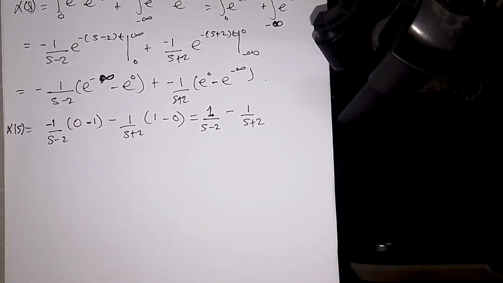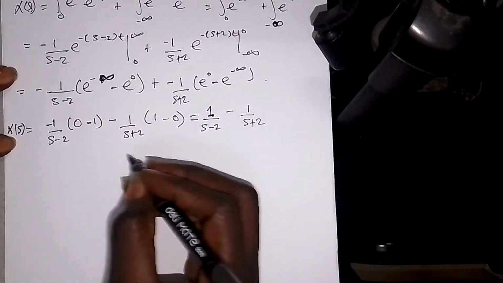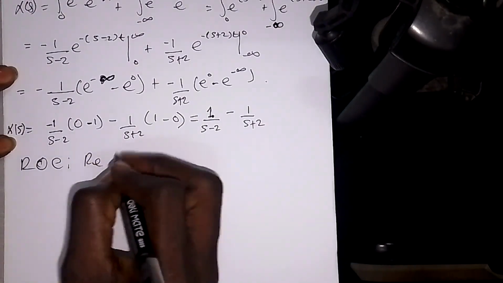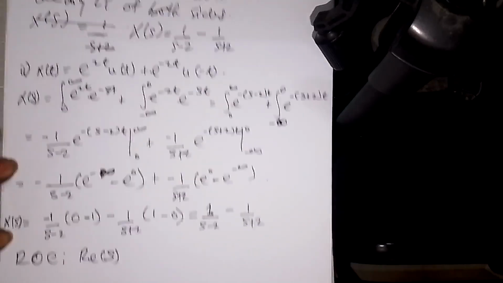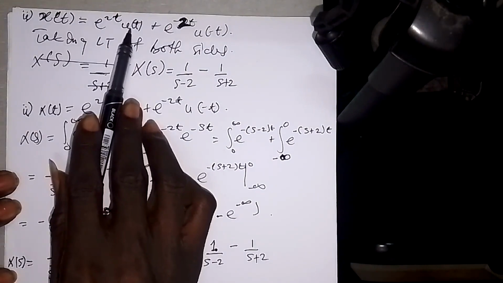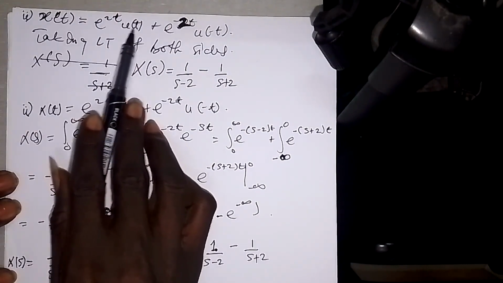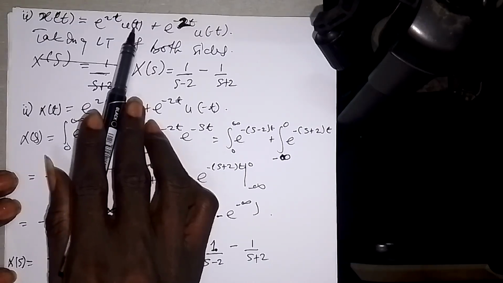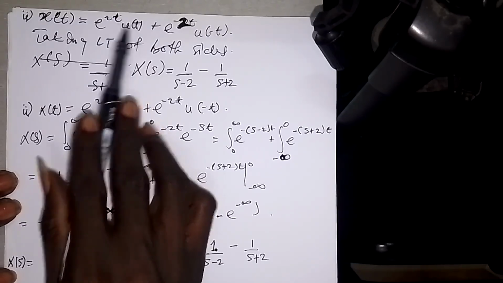Our region of convergence. So what is going to be our region of convergence? We know that ROC, the real of s for the first one. For this one, we know that u of t is lying in the positive region of the x-axis. That means that the real of s is greater than 0.